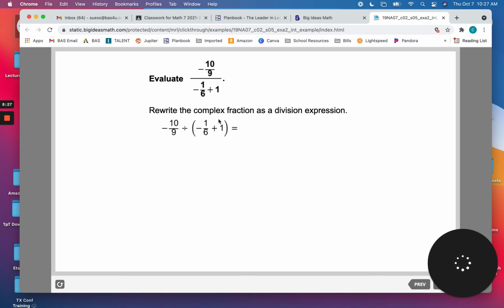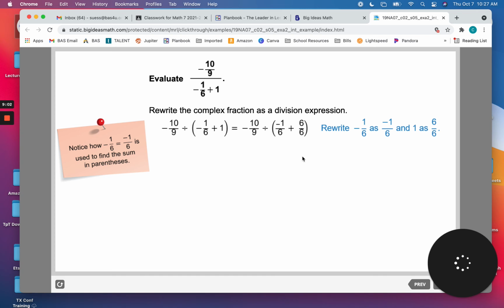Remember PEMDAS, parentheses first? So what is -1/6 plus 1? It's a negative plus a positive, so it's technically 1 minus 1/6. 5/6. Because you're going to do 1 minus 1/6. That's like saying 6 over 6 minus 1/6, which gives you 5/6. See? Here it is. 1 can stand as 6 over 6. They're doing it long ways.